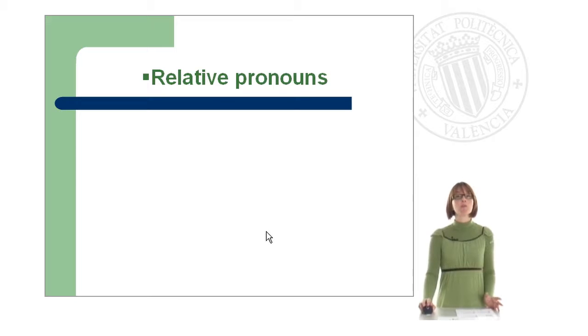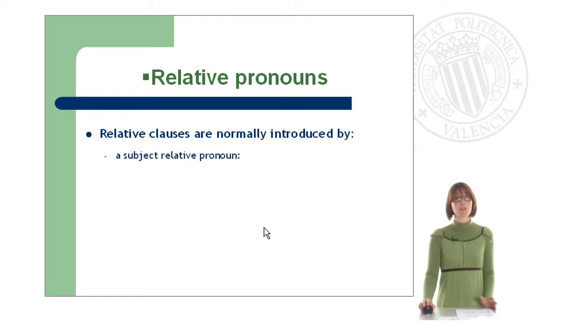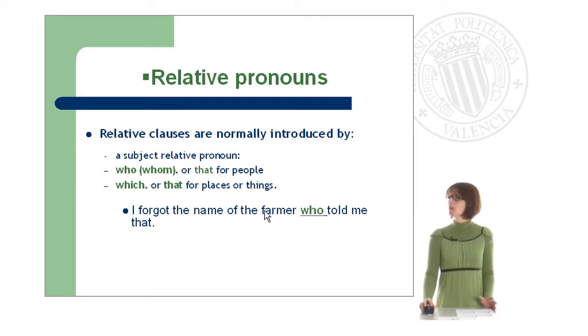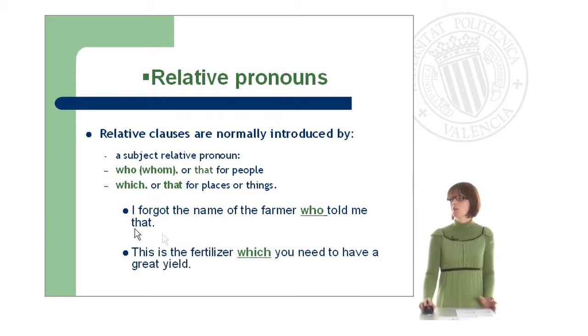Okay, now we're going to have a look at the relative pronouns that we use to join two sentences. Relative clauses are normally introduced by a subject relative pronoun, which can be who, whom, or that for people, which or that for places or things. For example, I forgot the name of the farmer who told me that. This is a fertilizer which you need to have a great yield.